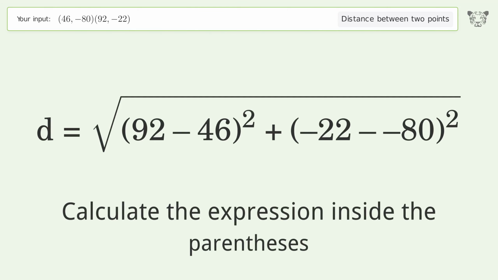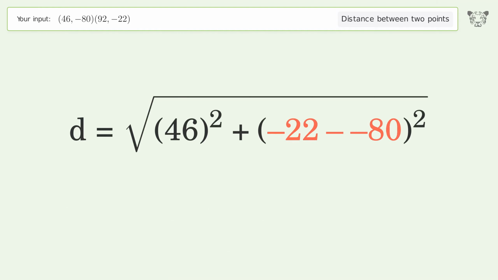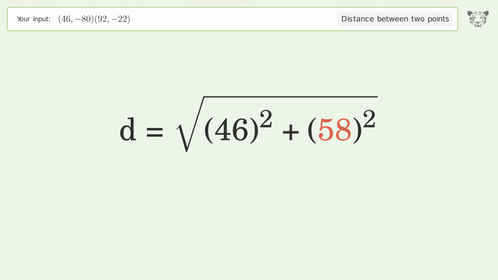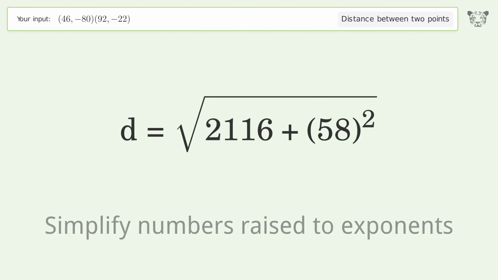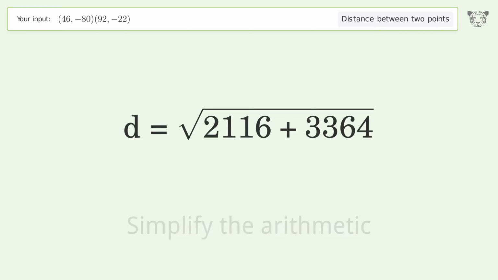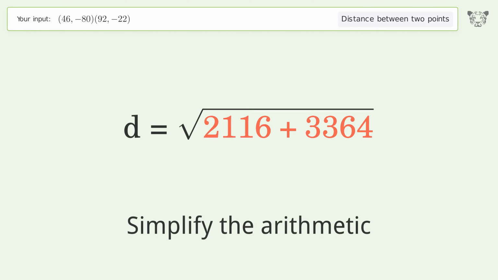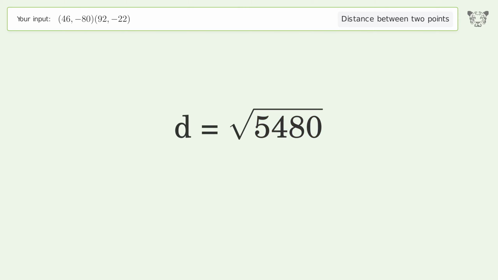Calculate the expression inside the parentheses. Simplify numbers raised to exponents. Simplify the arithmetic. And so the distance between the 2 points is the square root of 5,480, or 74.027.